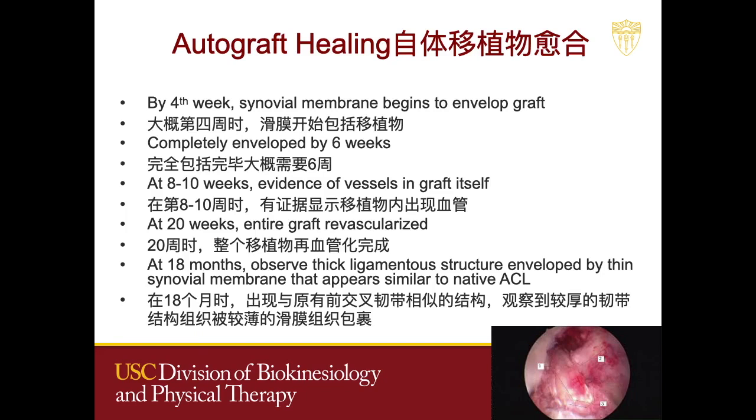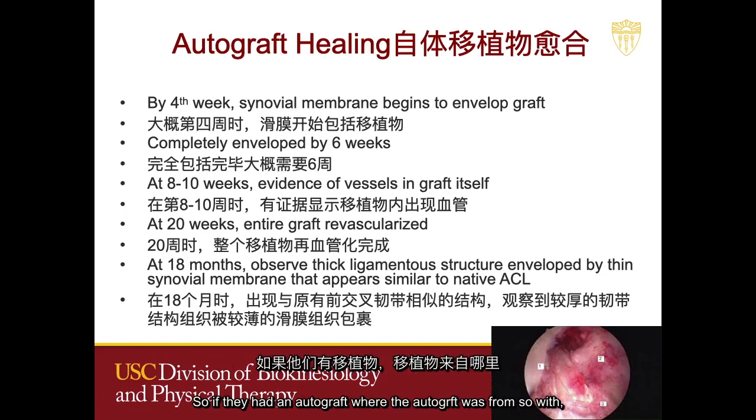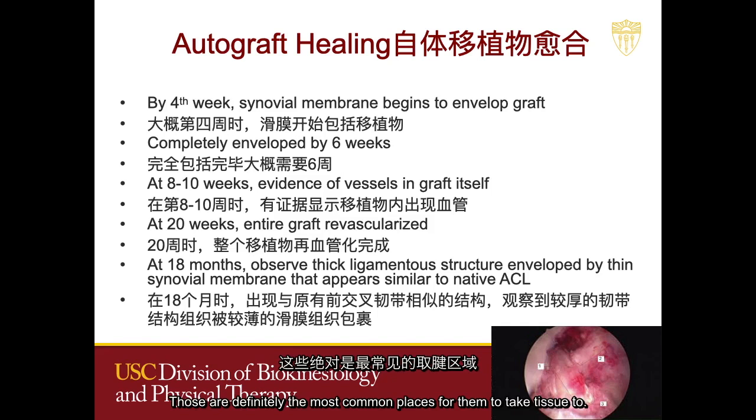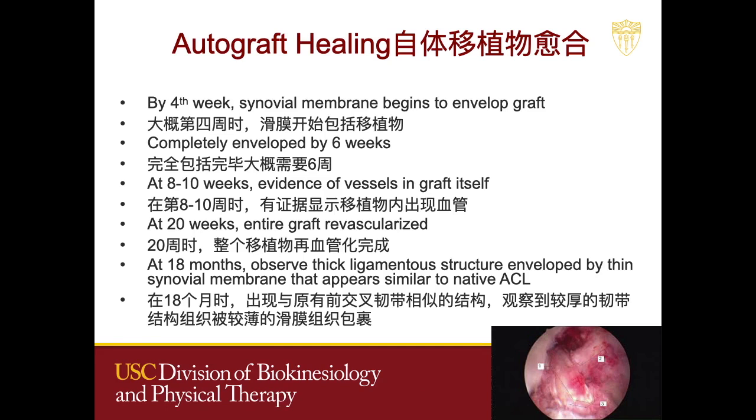We reviewed the surgery technique, which I'm not going to go over again. What we want to keep in mind is that it's important to know what kind of surgery they had. If they had an autograft, where the autograft was from. Those videos looked at patellar tendon and hamstring tendon. Those are definitely the most common places for them to take tissue to then allow it to integrate into what becomes your ACL.